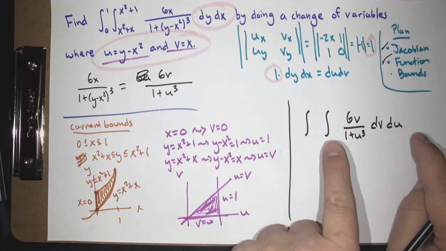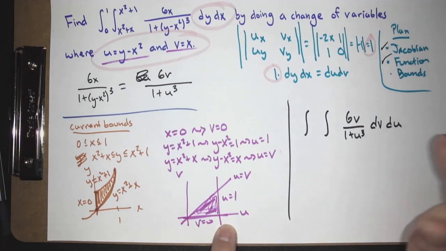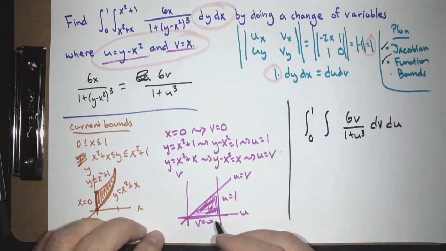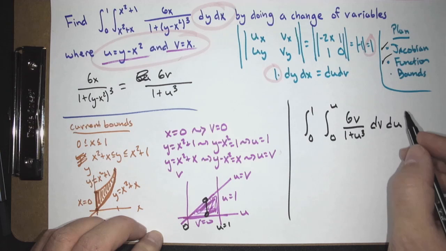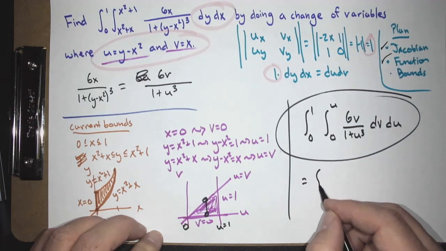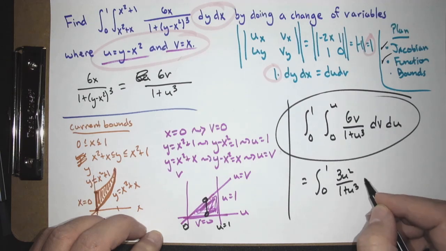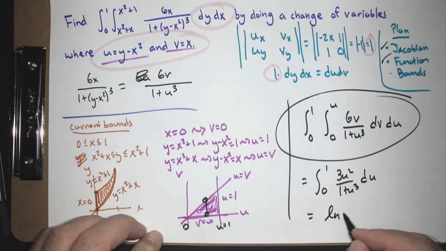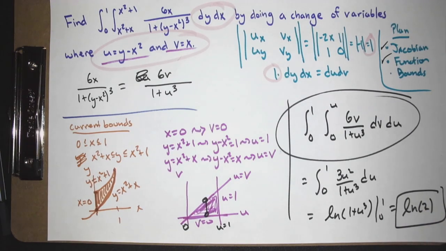Okay, so where does u go from? Zero to 1, because here's u equals 1. This point is at 0. Where does v go between? 0 to u. Now that's the setup. We're out of time. If we integrate once, this becomes 3u squared over 1 plus u cubed. Then you say, oh, that's a log of 1 plus u cubed. Evaluate from 0 to 1, which is log of 2. So that's not so bad once you've done the substitution.